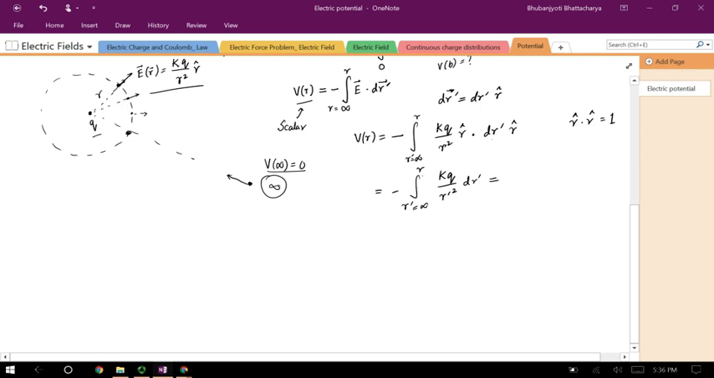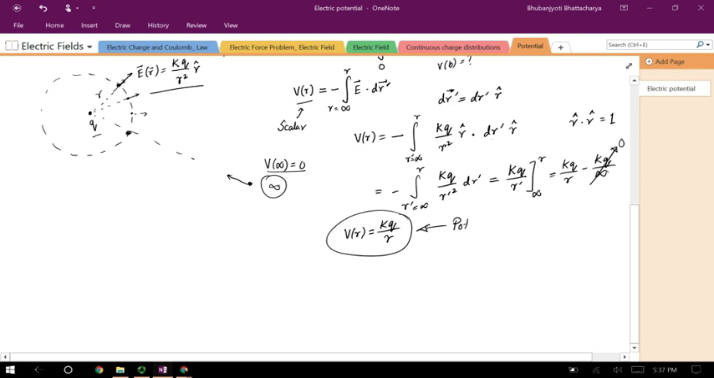When we plug in the limits, we get kq divided by r prime between the limits infinity and r. So that's kq over r minus kq over infinity. As you can see, this second term, because there is an infinity in the denominator, is just 0. So V of r is equal to kq over r. This is the potential due to a point charge.